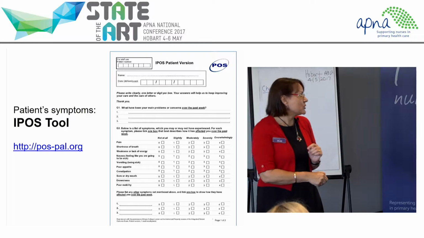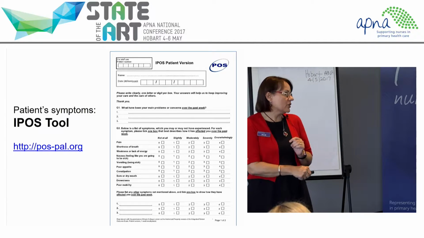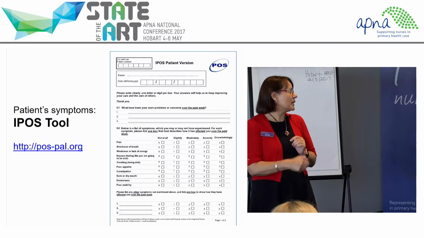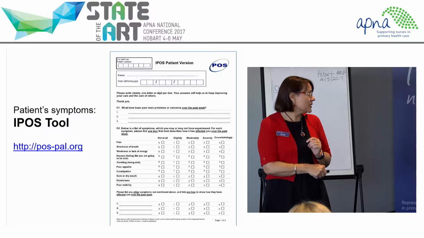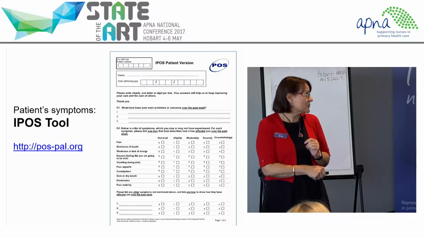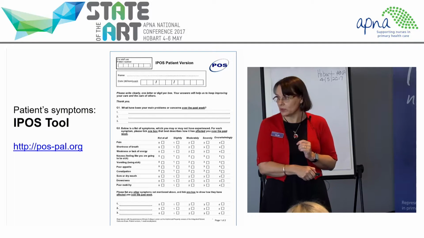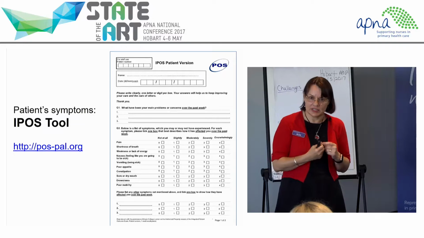And then you've got shortness of breath, weakness or lack of energy, constipation. Drowsiness, poor mobility. And then there's a list of 3 questions here. Please list any other symptoms not mentioned above and tick 1 box. This is something you might just want to point out.